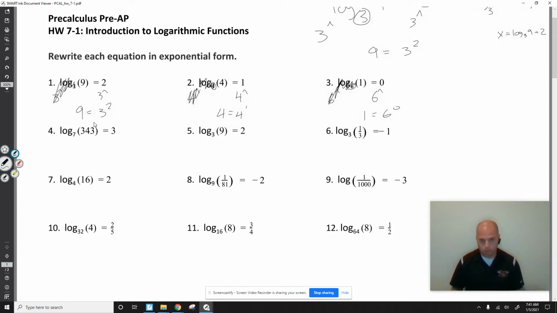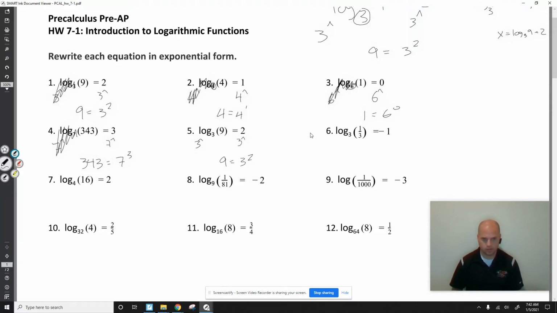7 cubed is 343. Another way to show that, if you take 7 to the power of both sides, 7 to the log base 7 undoes each other, leaves you with 343 equals 7 cubed. Okay, so this would be the exponent way to show the same statement, log base 7 of 343 is 3. There's a 3, 3 to the power, 9 equals 3 squared.